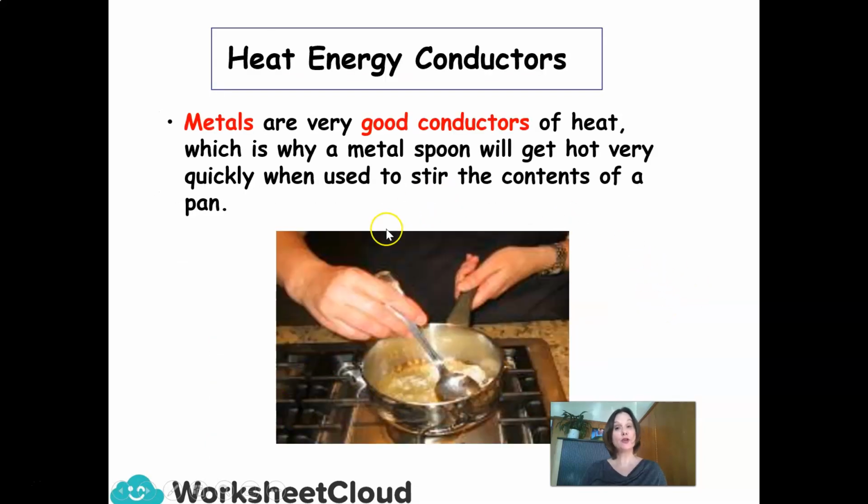As you know, metals are very good conductors, which is why a metal spoon will get hot very quickly when used to stir the contents of a pan. If you look at this pan over here, the heat energy is coming from the stove. The transfer of energy takes place onto the pan. The pan gets warm, but then the metal spoon is also a good conductor, and that will also get hot through the process of conduction, and eventually you will not be able to even hold the metal spoon. Has that happened to you while you've been cooking, grade 7s?